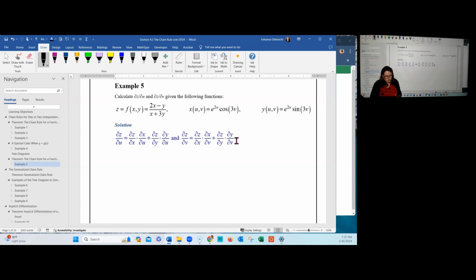Go ahead and try to calculate the partial of z with respect to u and the partial of z with respect to v. Use a tree diagram if that helps you to compute these partial derivatives. Pause the video to do the work, then turn it back on.